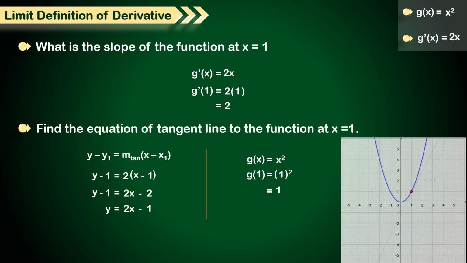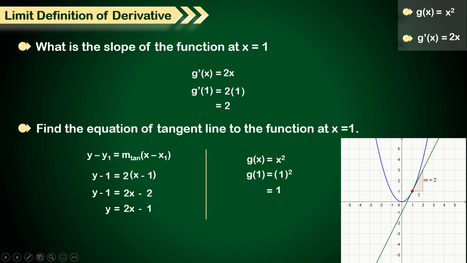To visualize, this is the graph of the function and a point at x is equal to 1. As you can see, the y-coordinate is 1 and the slope is 2. The green line is the tangent line to the curve at a specific point on it.